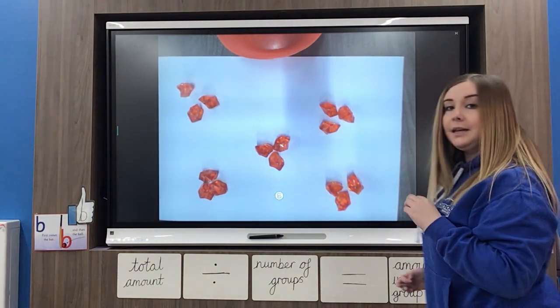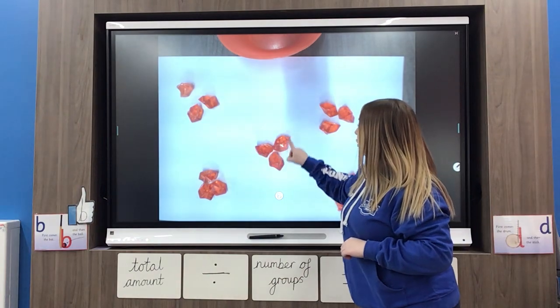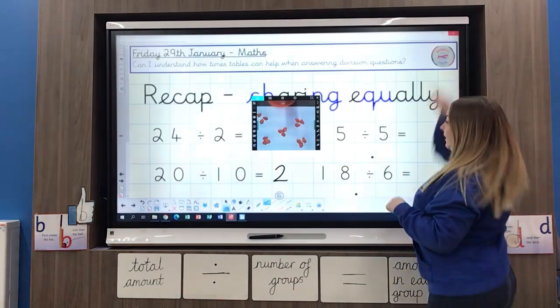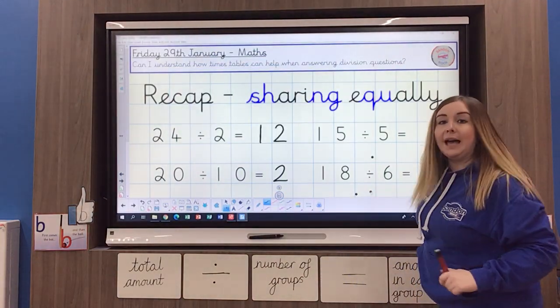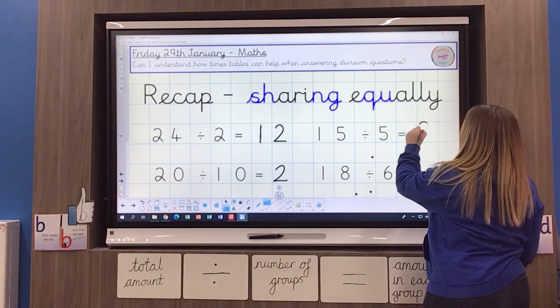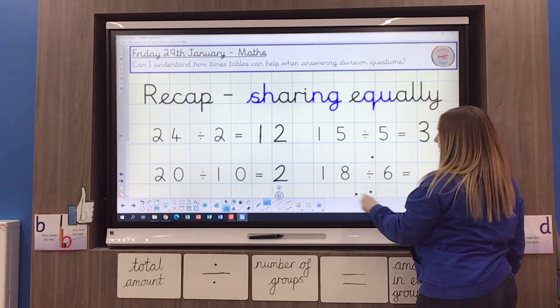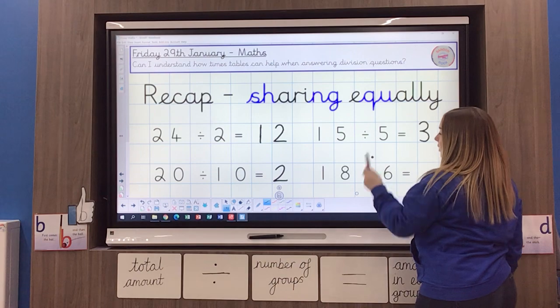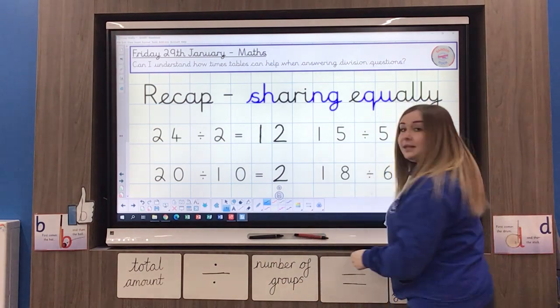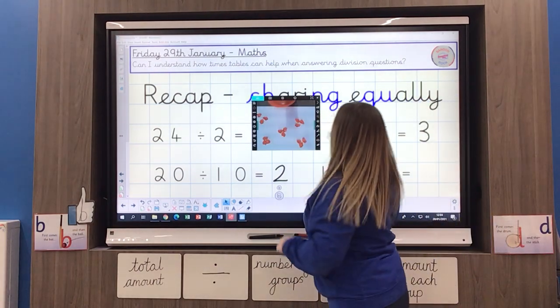Okay, so how many in each group? 1, 2, 3. So 15 divided by 5 is 3. And the last one then, year 4, we've got 18 divided by 6.